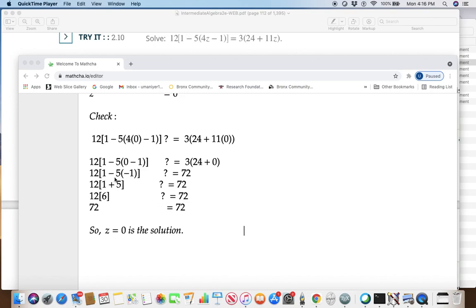1 plus 5 is a 6. 72 is 72. So z equals 0 is a solution.